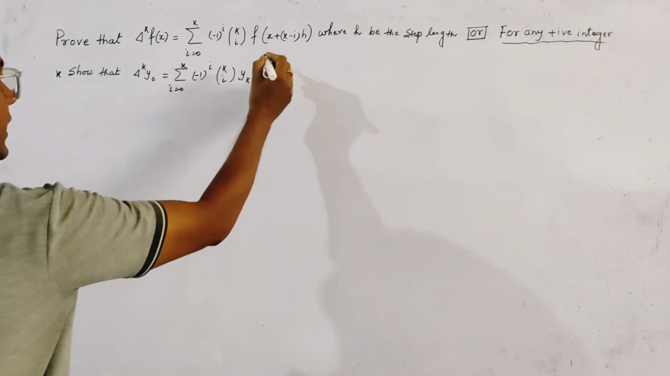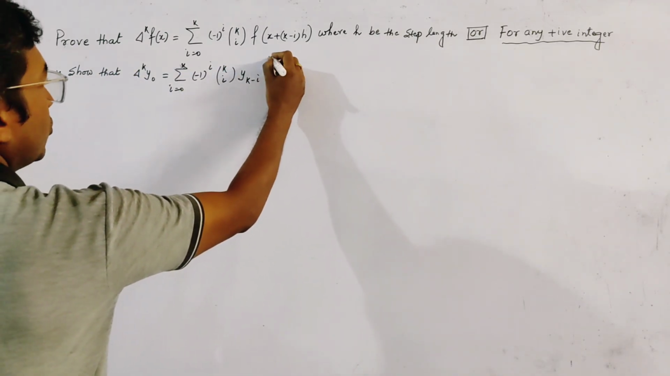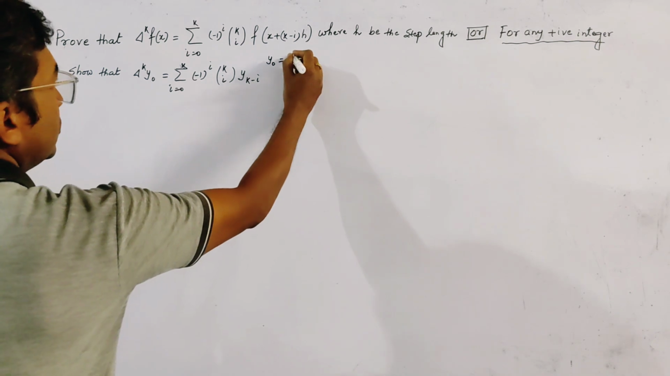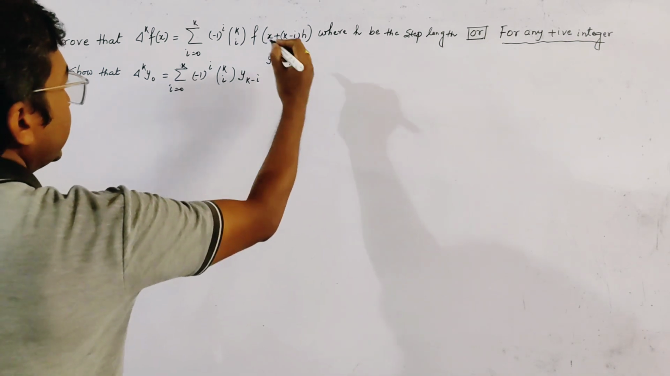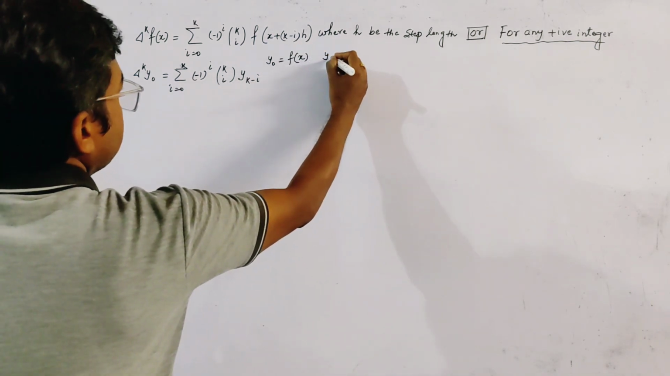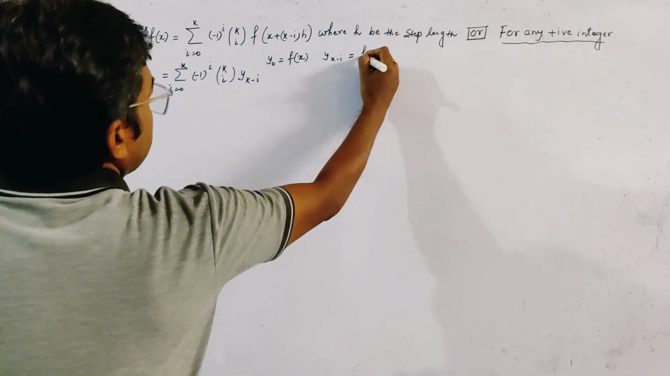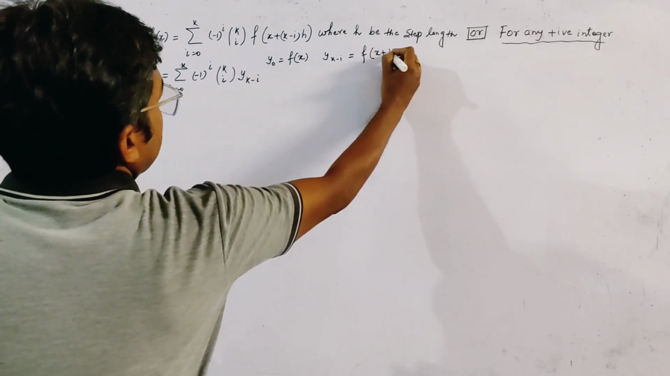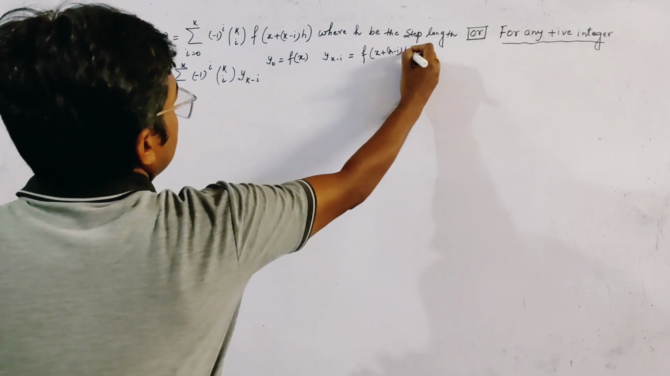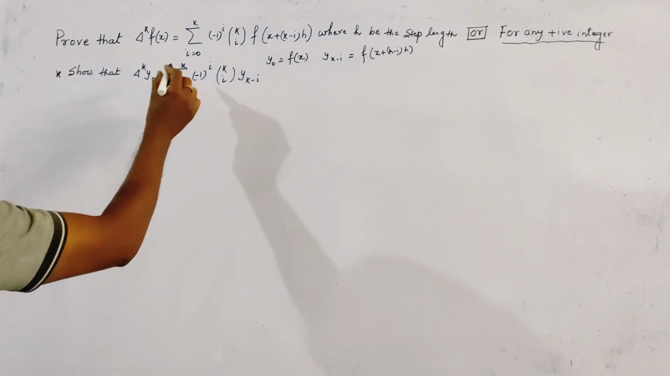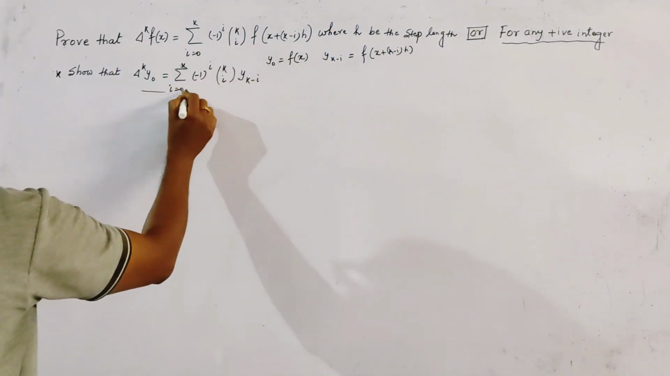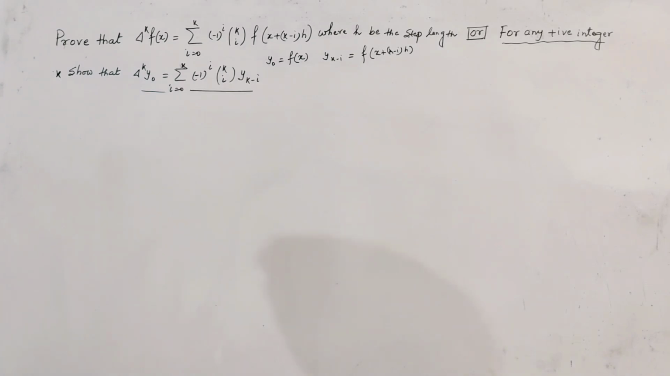Clearly it is given that if we put y0 equal to f of x, then y k minus i is obviously equal to f of x plus k minus i into h. Okay, that is, this expression and this expression are the same.